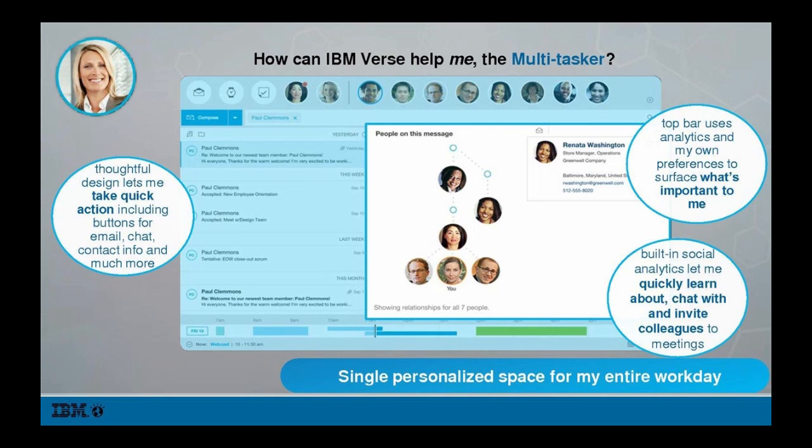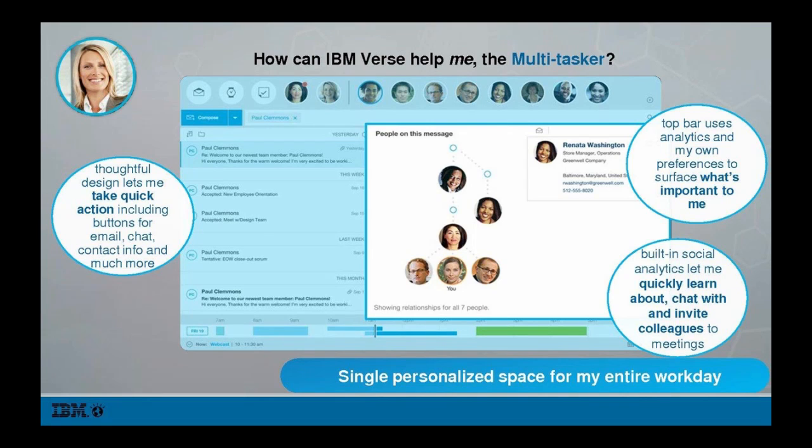You can see along the top we introduced our important to me concepts, that is analytic-driven presentation of the most important people that we should focus on. And in a nutshell, that's what Verse is all about. Verse is an email system that brings in social capabilities driven by analytics to help you focus on who and what is important, so you can save time and increase the value that you're adding in those interactions.